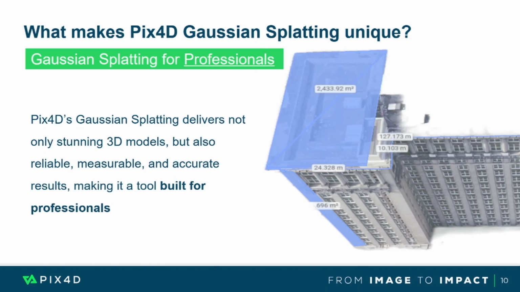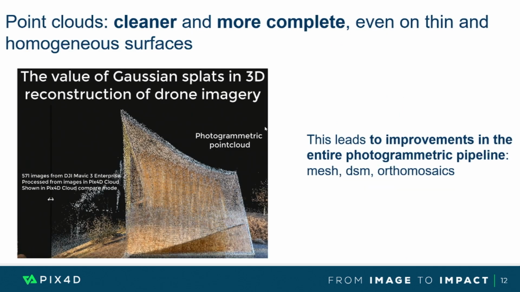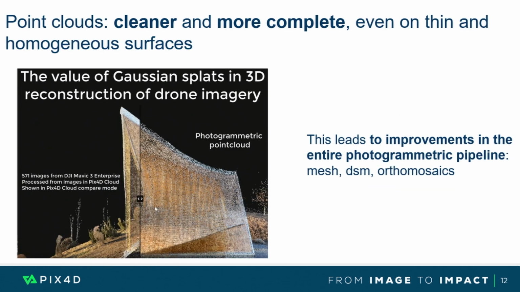So what it means is that you can measure it, you can overlay it with other designs, it's georeferenced, and you can load it and share it with people on the cloud. You can scale your processing, you can run multiple projects at the same time, you can share it, you have an unlimited amount of users who can access it, you can organize the access to the data, and so on. That's really what we do: Gaussian splatting for professionals. That's how I describe it. It's geometrically accurate and also visually pleasing.